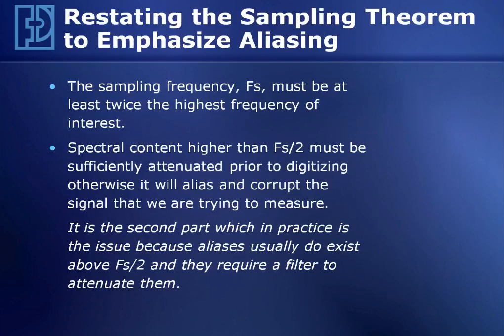So to restate the sampling theorem to emphasize aliasing, the sampling theorem states that the sampling frequency must be at least twice the highest frequency of interest, and that if any spectral content in the signal exists higher than half the sampling frequency, you need to sufficiently attenuate it prior to the digitizing process, or it will corrupt the signal we're trying to measure. So that second part really defines the need for an anti-aliasing low-pass filter to attenuate signals that exist higher than half the sampling frequency.